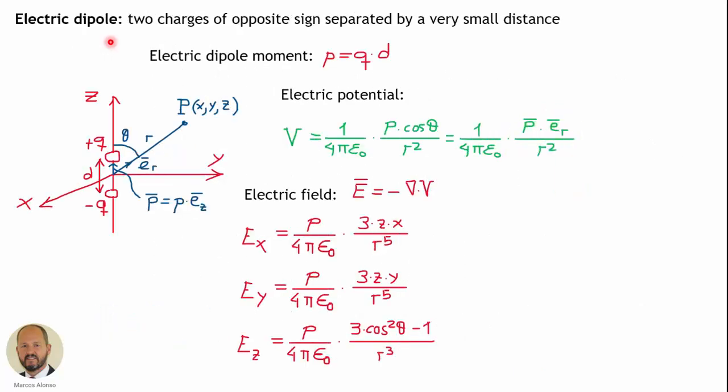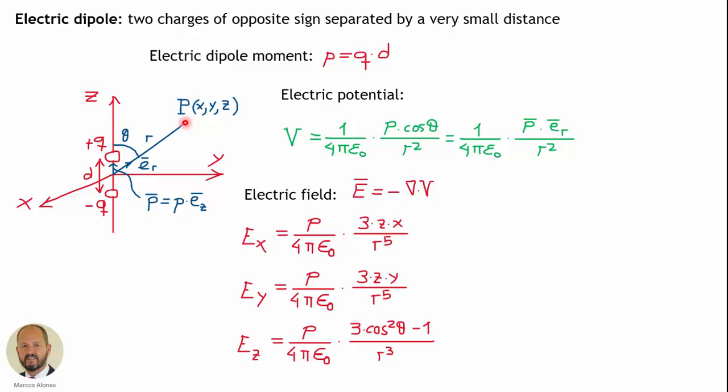So let's study first the electric dipole, which is formed by two charges of opposite sign separated by a very small distance. As shown here, we have a positive charge here, a negative charge here. The distance is d, similar to the distance in atoms or molecules, and we are interested in calculating the electric field that we are going to have at a point P, which is far away from the dipole.